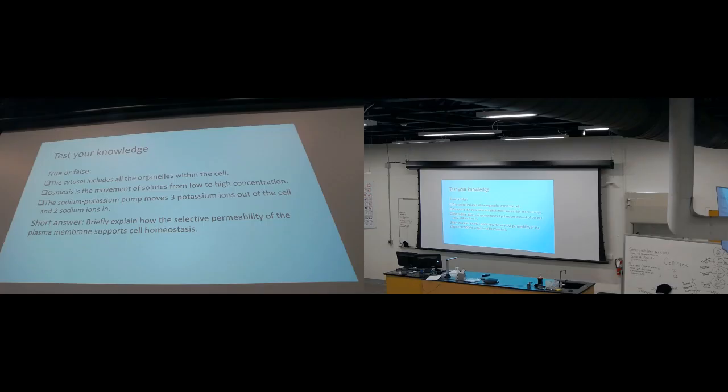Short answer, briefly explain how selective permeability of the plasma membrane supports cell homeostasis. Can everything come in and out of the cell freely? No. If that were to happen, then we would not have electrically excitable cells. So the neurons won't function. So that's why you have to maintain selective permeability.